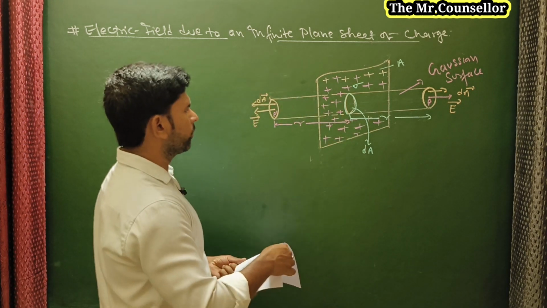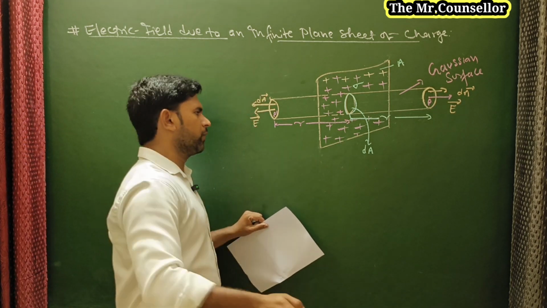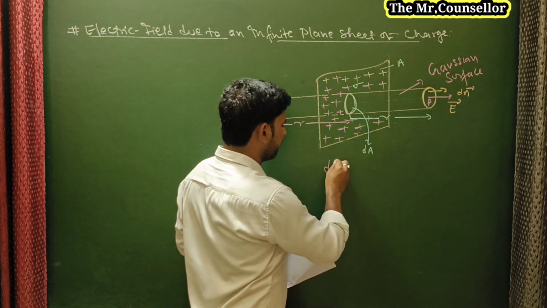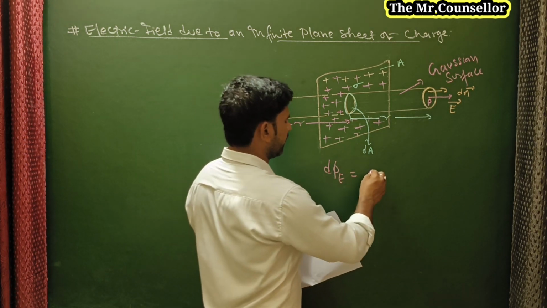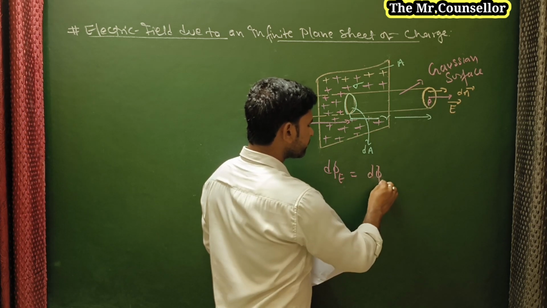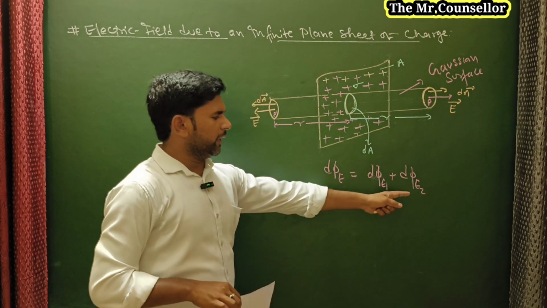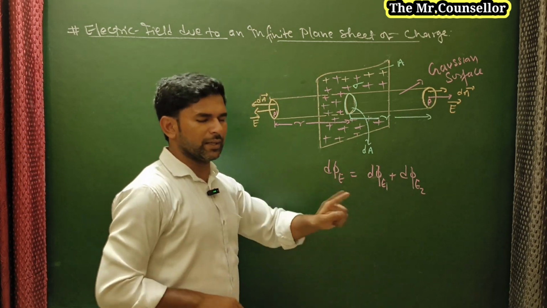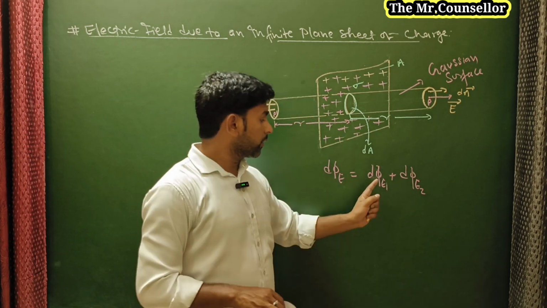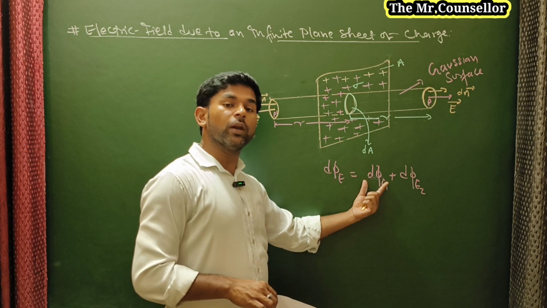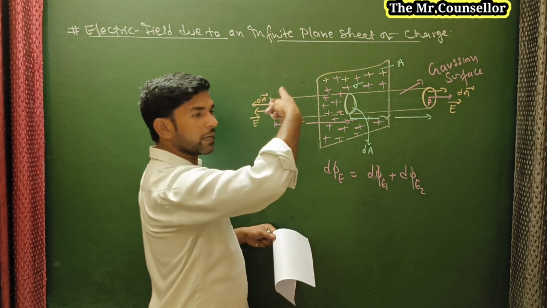So what can we write here? For the small elementary area we are considering, we can write d phi E is equal to d phi E1 plus d phi E2. Here E means electric field, but d phi E means electric flux, that is, the flux due to that small elementary area. Now we are going to get the total electric flux.